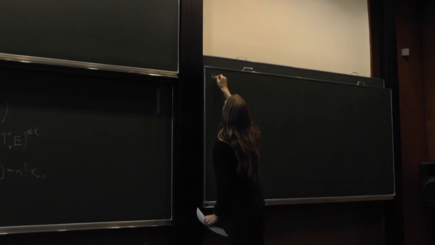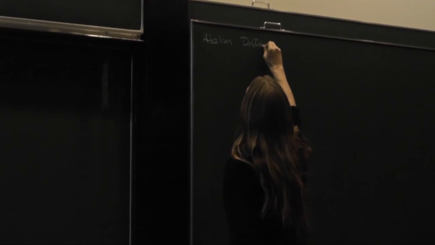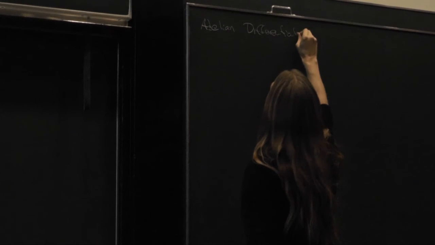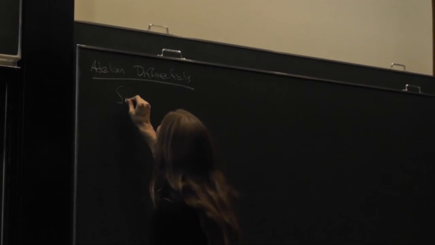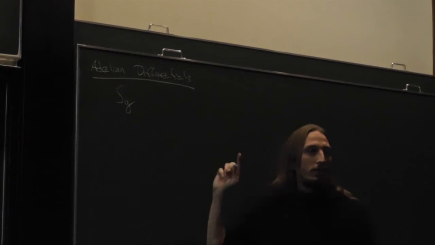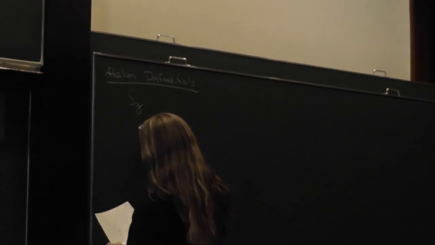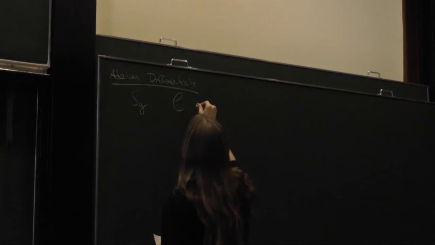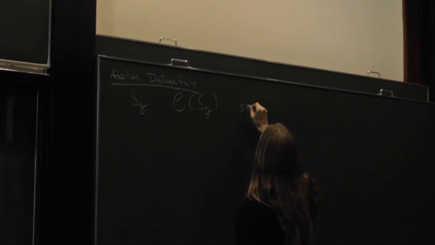So we have to look at the space of abelian differentials. So let's first start with one surface of genus g. And then we can look at the following spaces. C of S_g, that is the space of almost complex structures.